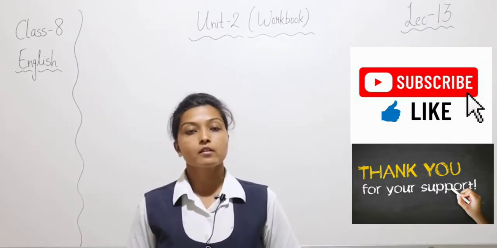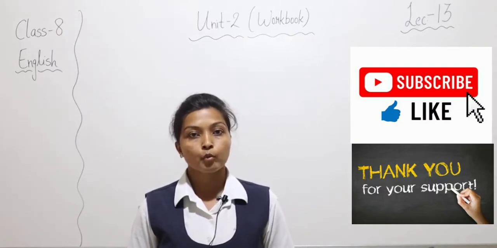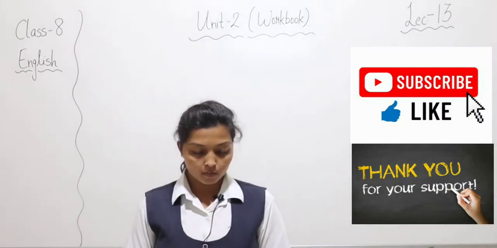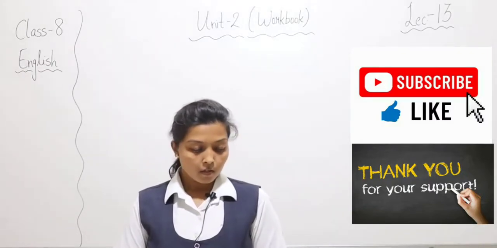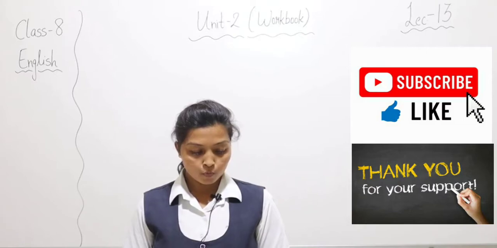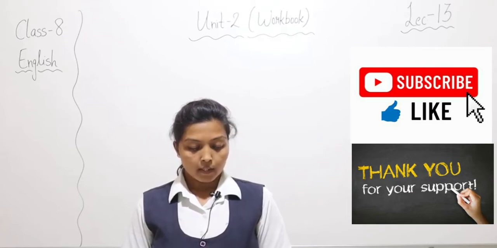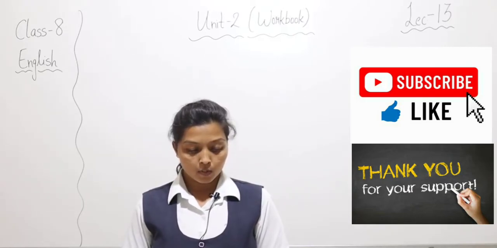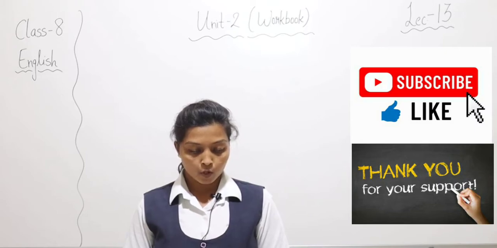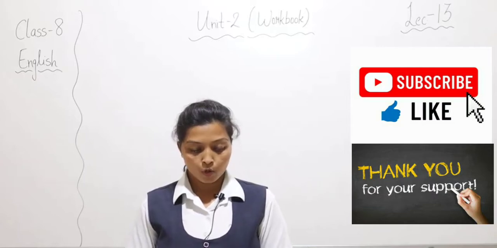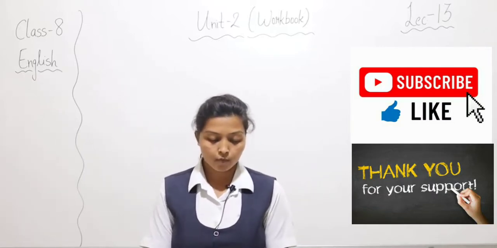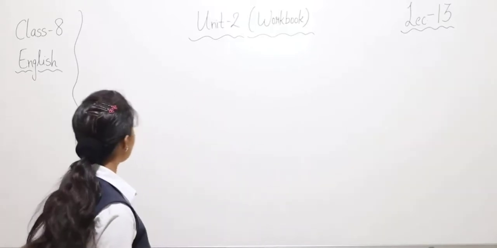In our previous period, we started exercise 6 in our English workbook. We are doing unit 2. Up to 8 we completed. Now we are going to start that 8th one, which is given in our workbook. That is trim or shake, shiver. Write down now.